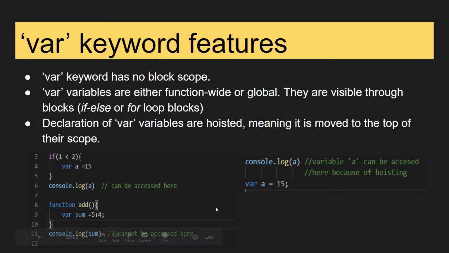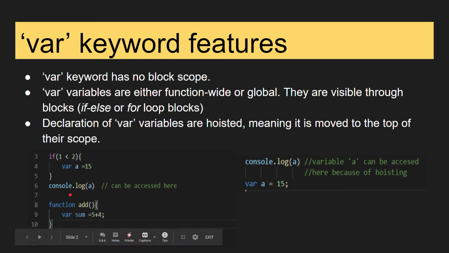If we see in this snippet, we have declared a variable a inside this if block. This if will always be true. When we are trying to access this variable here in line number 6, we can do that because it is not confined to the if blocks and for blocks. That's why we can access it.